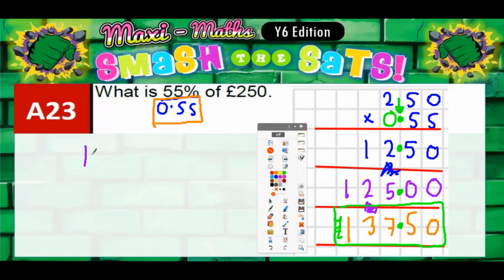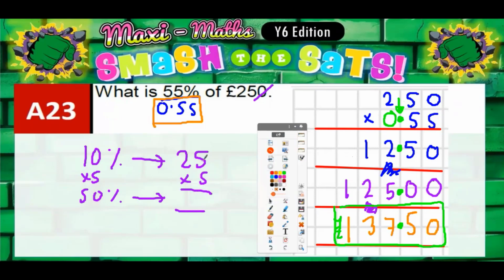10%. We could have gone 10% of 250 is 25, if you just knock the 0 off. You could have built that back up to 50% by timesing by 5. So that would be 25 times 5. 5 fives are 25. 5 twos are 10, plus 2 is 12. But that would be 50%.